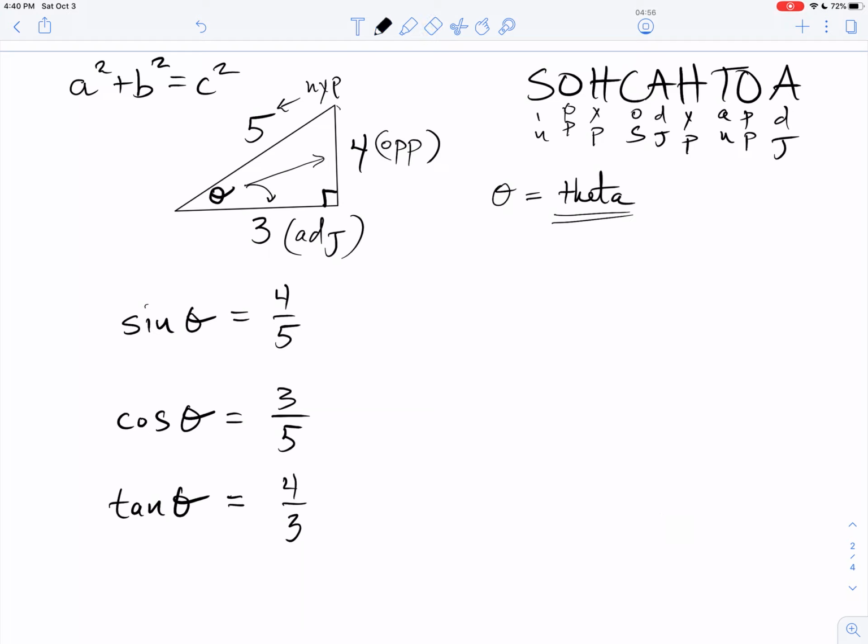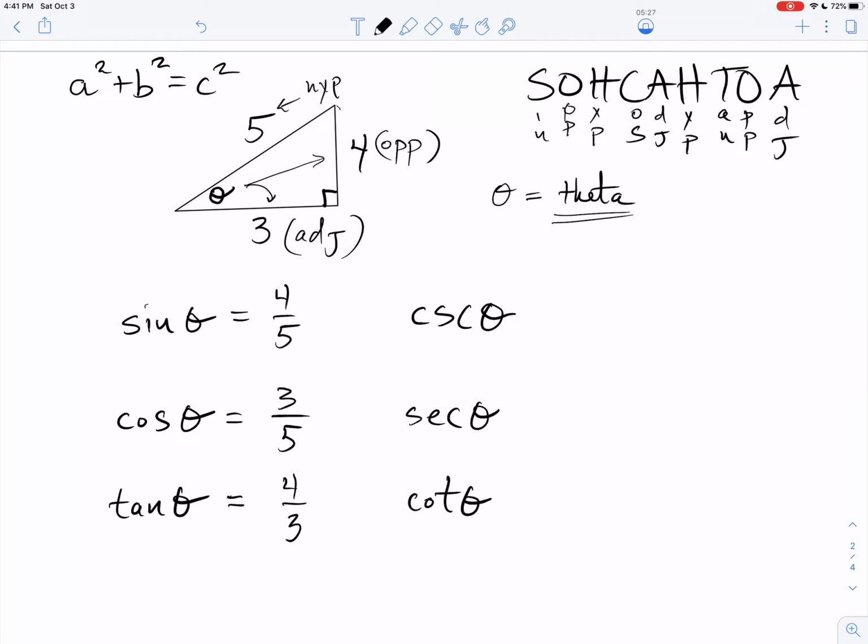But here's what they're going to ask for now. They want me to tell them the cosecant of theta. They want me to tell them the secant of theta and the cotangent of theta. Now you'll notice that I lined them up the way I did because what is the cosecant? Well, the cosecant is the reciprocal of sine.